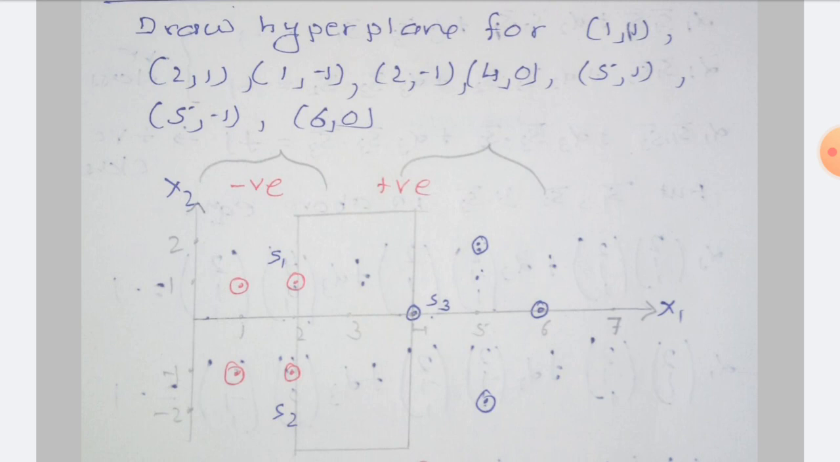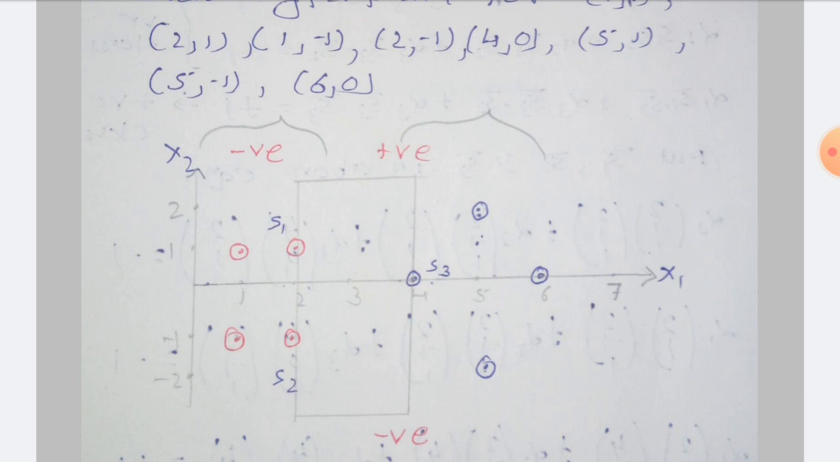Now the left side of that point (3,0) will be the negative region, and the right side of that point is the positive region. That's why I have drawn the negative side data points in red color and the positive side data points in blue color. Now on that rectangle, let us consider these two red points as S1 and S2, and one point from class 2, that is from the positive side, as S3.